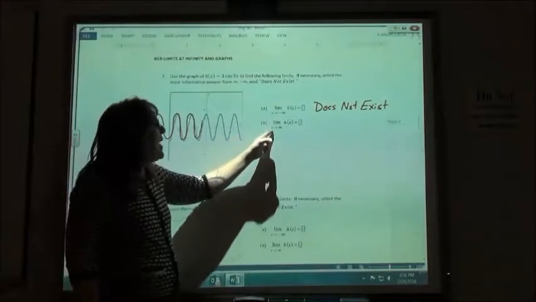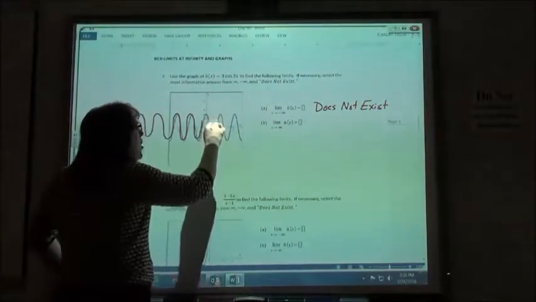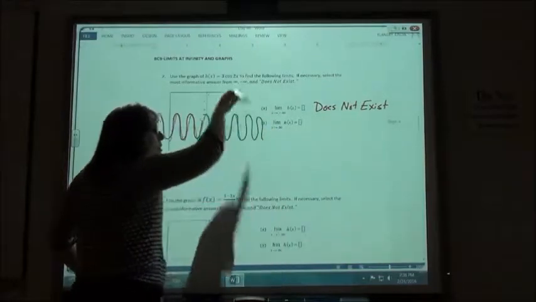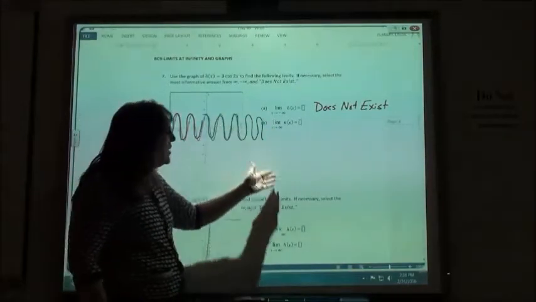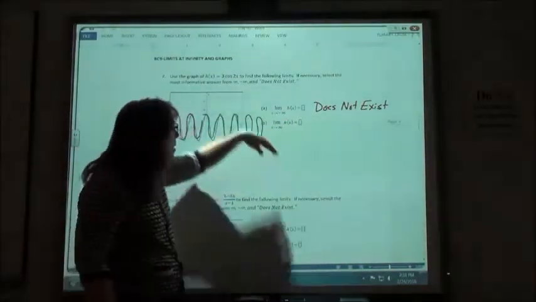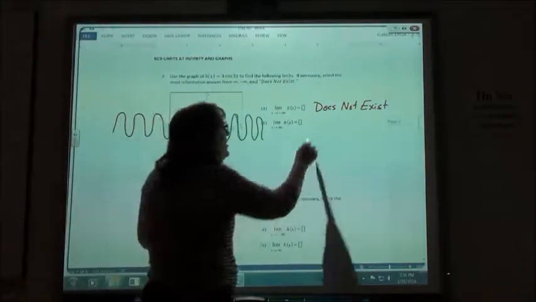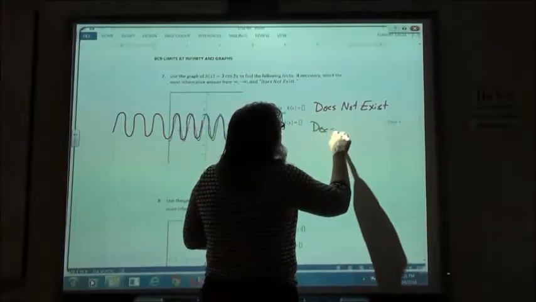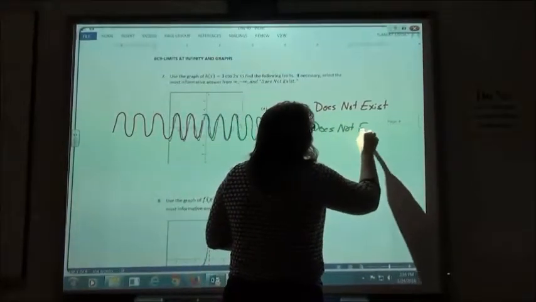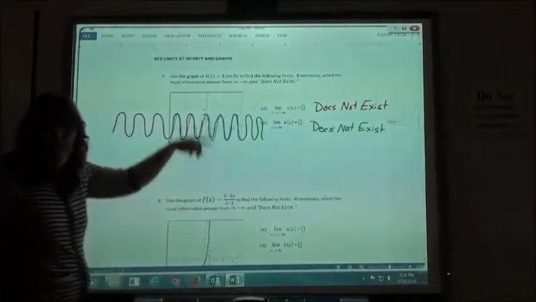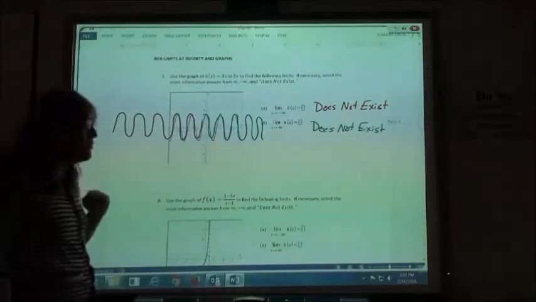If I do my limit as I approach infinity, I'm starting here and I'm going and going, and again it just keeps going up and down. It's not going to level off to the same number. It's not going to keep going down. It's not going to keep going up. So in this case again, the limit does not exist. It just keeps going on and on forever, up and down. It never levels off.